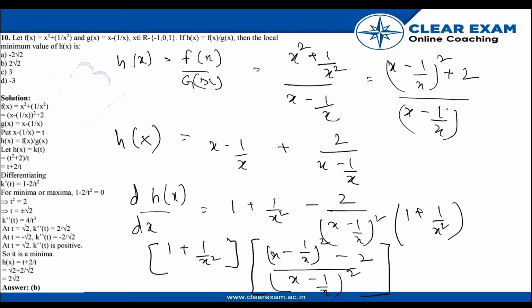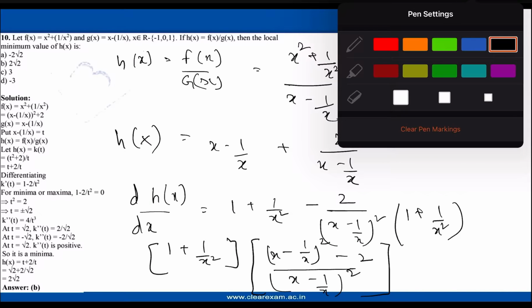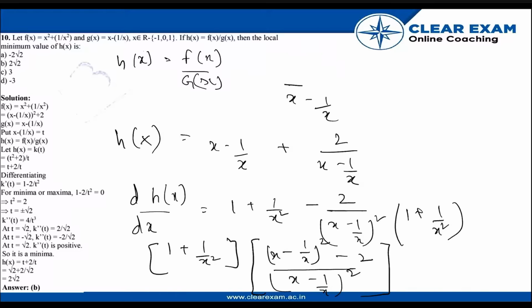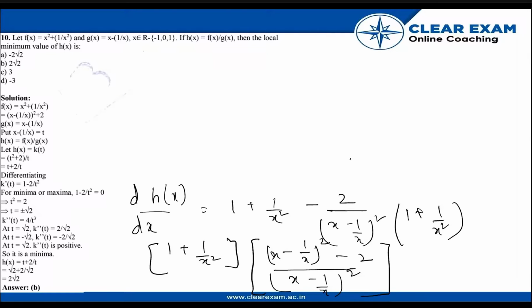1 + 1/x² common. Let's clean this up a little bit. So we have this equation: (1 + 1/x²) into [1 − 2/(x − 1/x)²]. So now we have to simplify this a little more so we can solve and find the value for dh/dx.